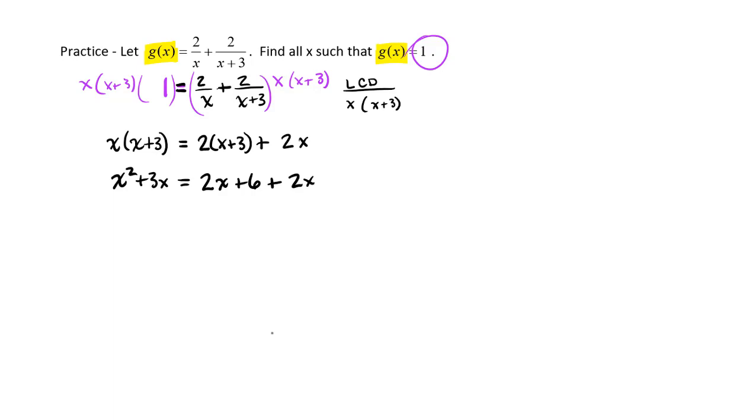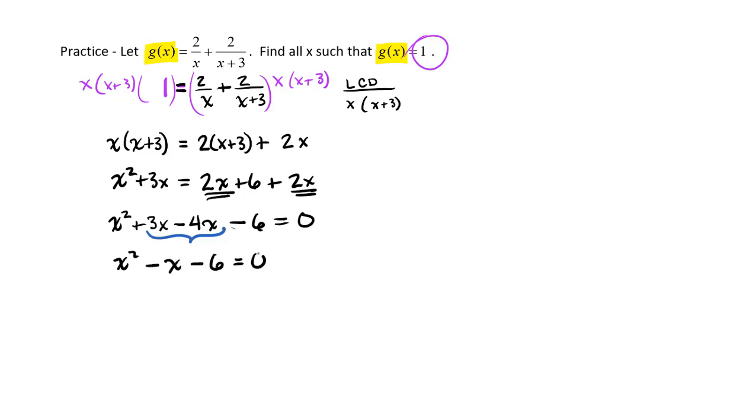It's usually easier to factor and also to calculate using the quadratic formula if your leading term has a positive coefficient. It's not required, but that's just kind of my pattern that I stick with. And so I'll have x squared plus 3x, bringing my other terms over, minus 4x, combining the two x's on the right side of the equal sign, and minus 6 equals 0. Combining like terms, I'll have x squared minus x minus 6 equals 0.